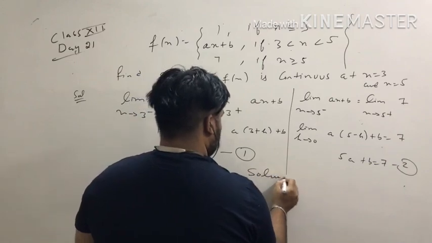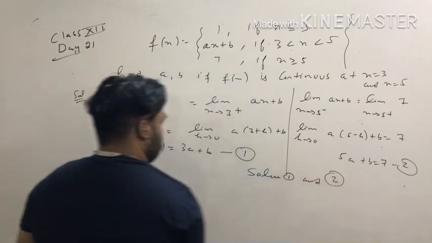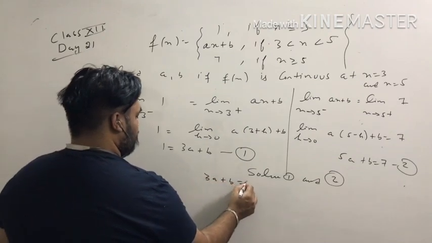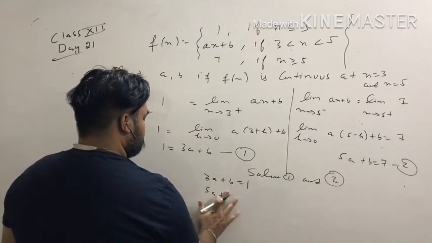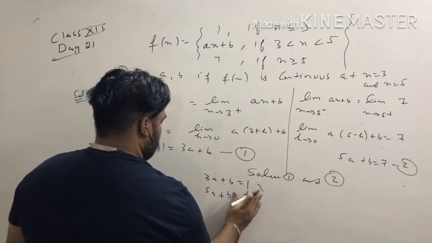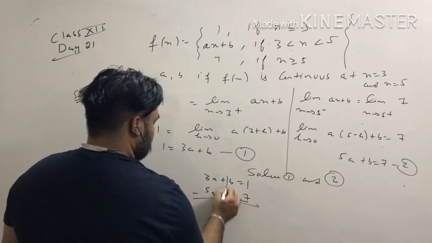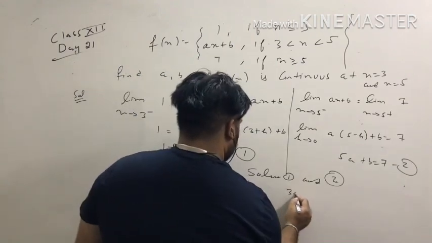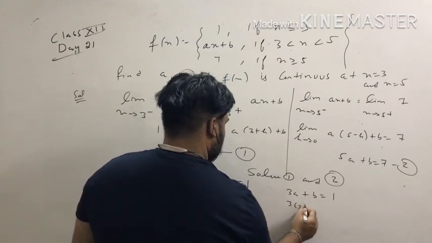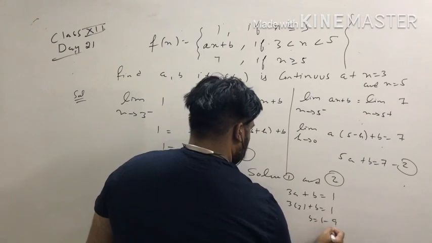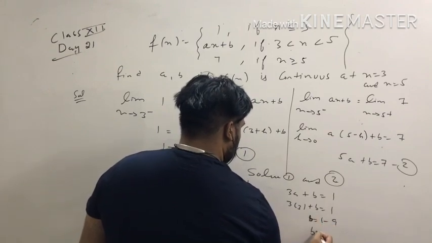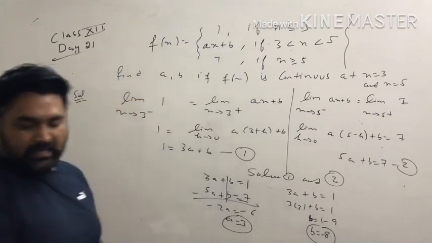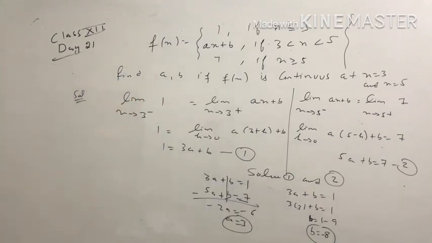Now solve 1 and 2. So 3a plus b equals to 1. 5a plus b equals to 7. So change the signs. Cancel. Minus 2a equals to minus 6. a equals to 3. Now put this value in equation first. So the value of b is minus 8. So in this way we just find the value of a and b.